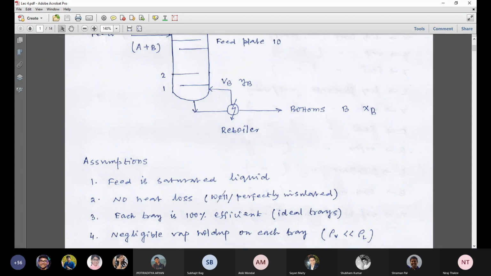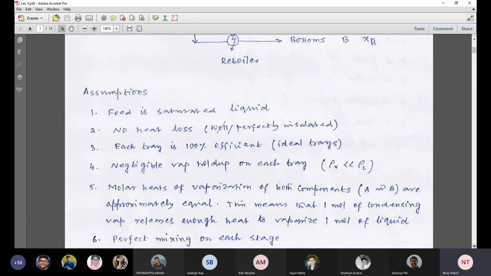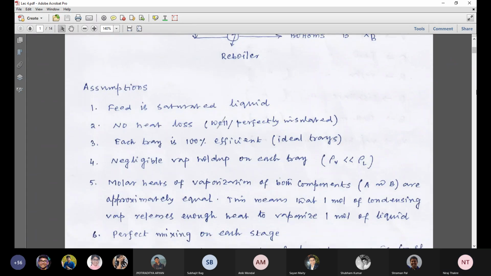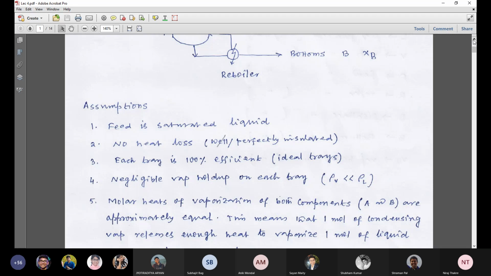Fifth assumption. You note down this fifth assumption and let me know what is the meaning of this.